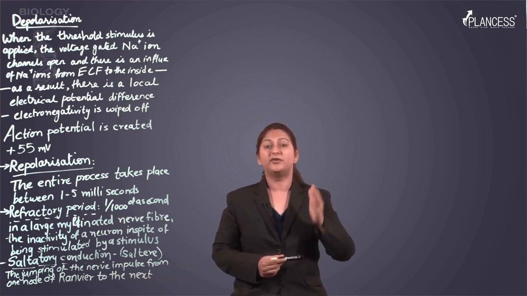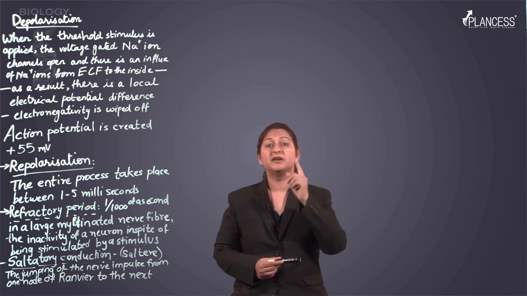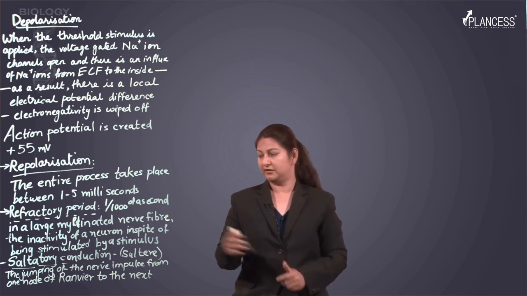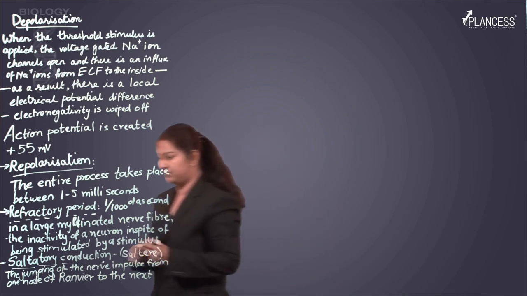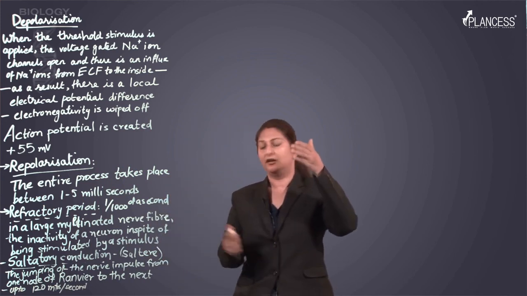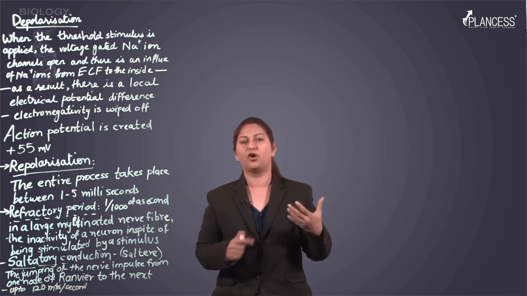Up to 120 meters per second. That is the speed taken up in the myelinated nerve fibers. We can mention it here. It goes as much as up to 120 meters per second.